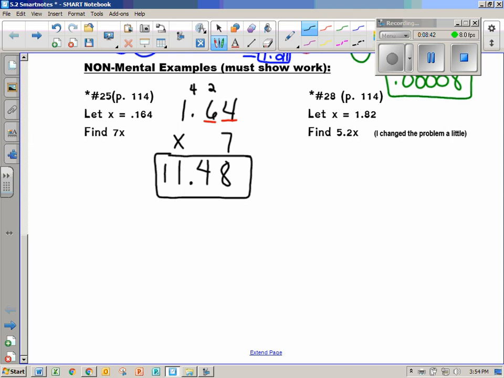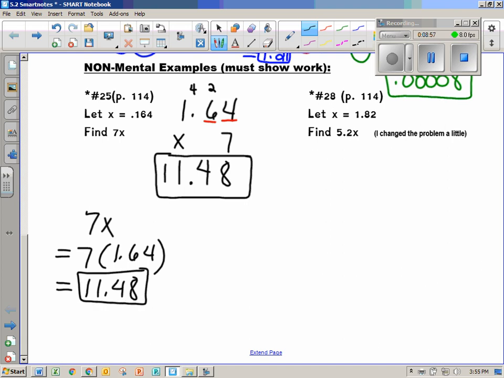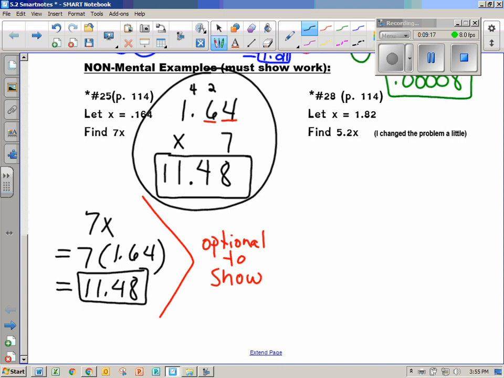So if you want to write 7x equals 7 times 1.64 and then put your result over here, that's fine, but this is still needed. So this part right here, you might write down optional to show. This part up here, not optional. Okay, this is the support. That's what I need to see.